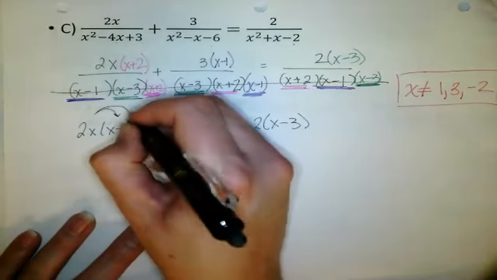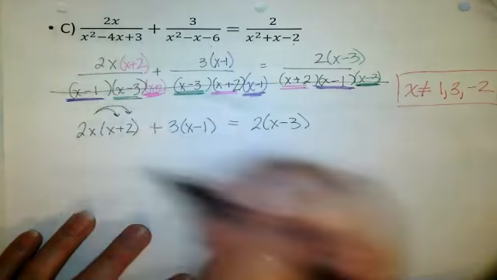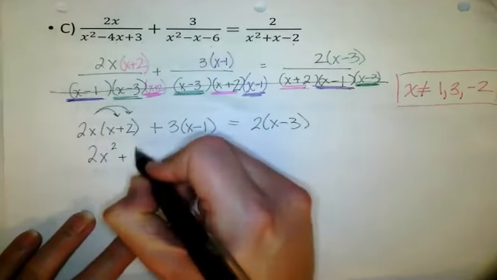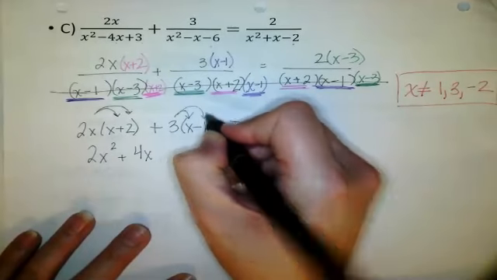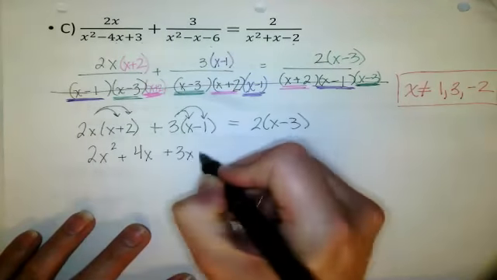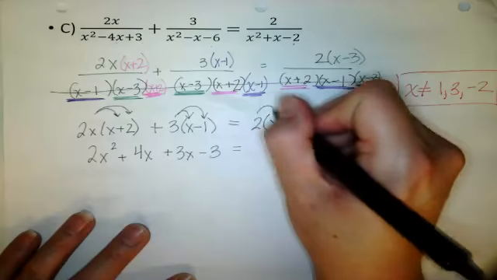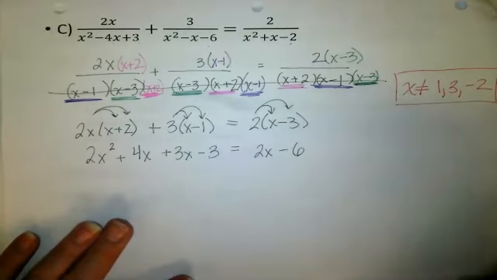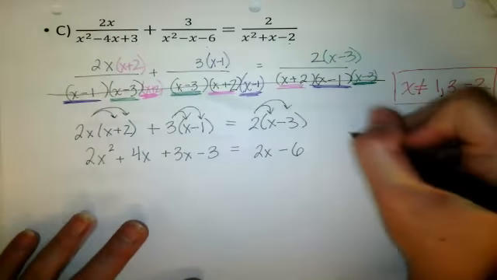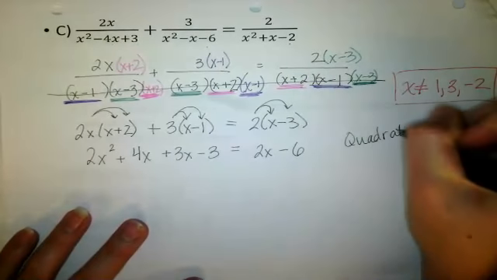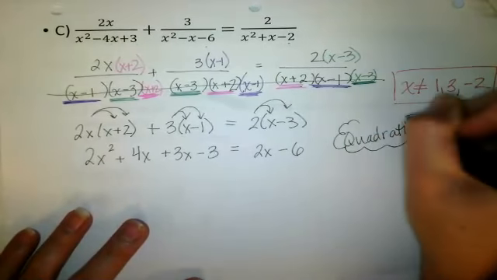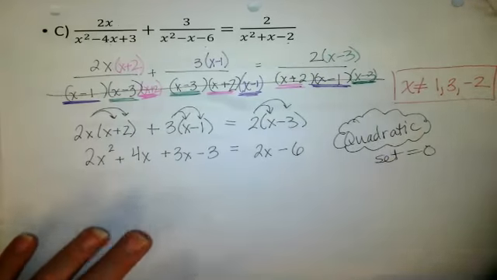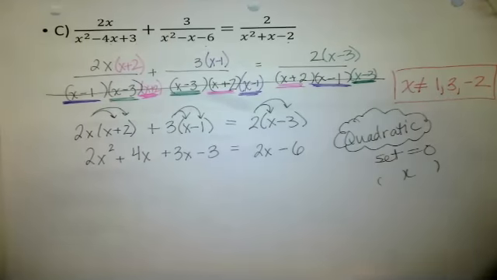What do you get when you distribute your 2x? 2x squared plus 4x. Good. Distributing your 3, you get 3x minus 3, good. And then distributing our 2, 2x minus 6. Is this a linear or quadratic equation? It is quadratic, and so how do we go about solving a quadratic? Set it equal to 0, and then factor or quadratic formula.